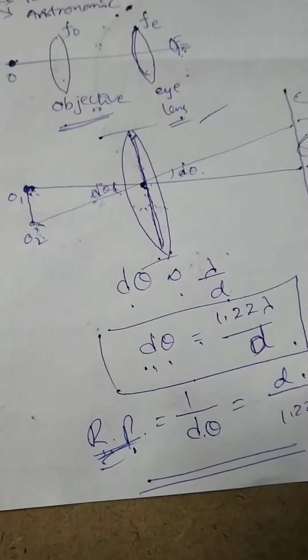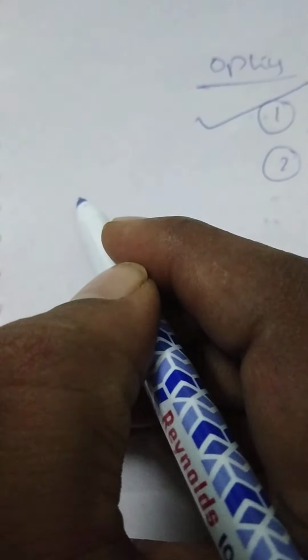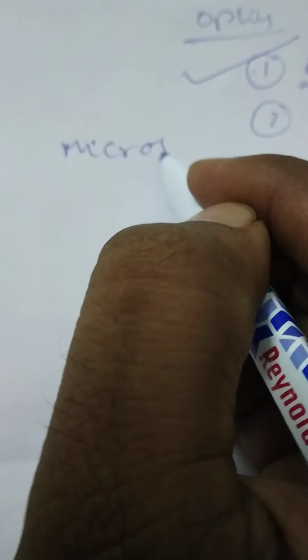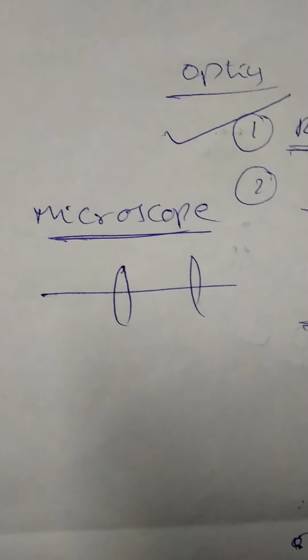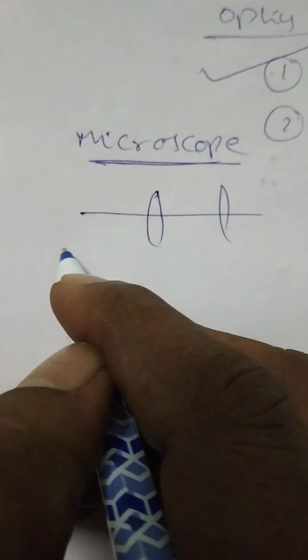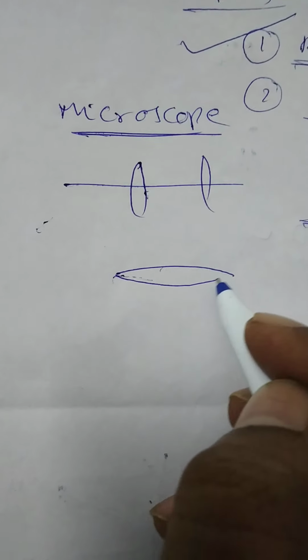Okay? Similarly, how do you find the limit of resolution and also the resolving power in the case of a microscope? A microscope also has two lenses, the objective as well as the eye lens. Next, how do you find the limit of resolution in the case of a microscope as well as the resolving power? Let this be the objective lens.